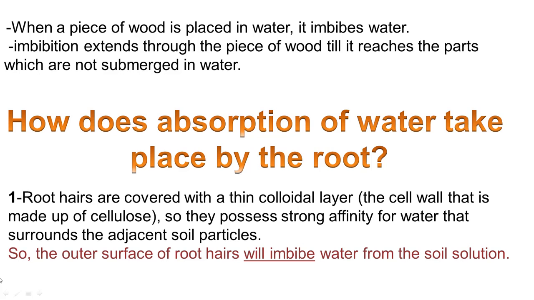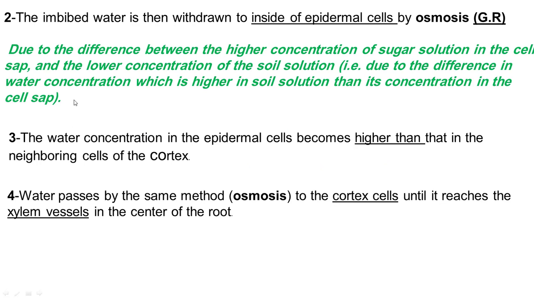How does absorption of water take place by the root? Look carefully here. Root hairs are covered with a thin colloidal layer, a cell wall made up of cellulose. So first, imbibition: they imbibe the film of water that surrounds the adjacent soil particles. So the first mechanism to pass water from the soil through the cell wall of the root and root hair is imbibition. Number two, the imbibed water is then drawn to the inside of the epidermis by osmosis. Why? Because the root hair inside contains what?